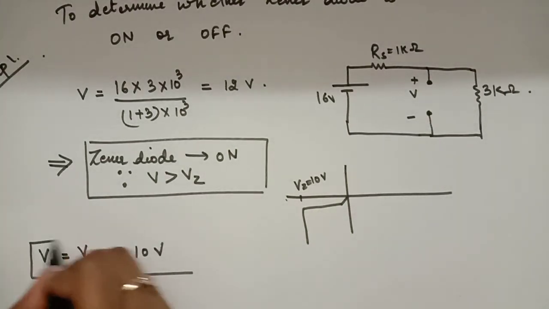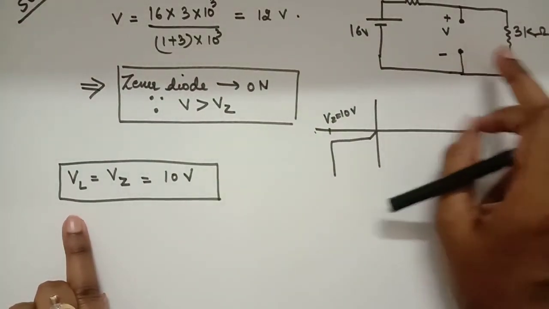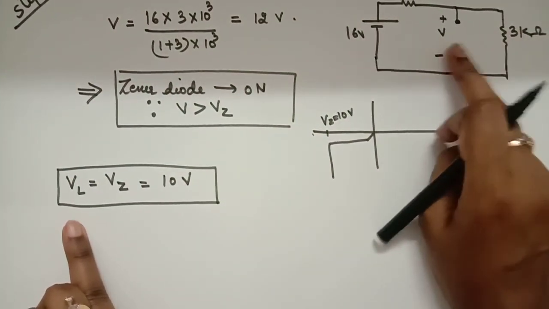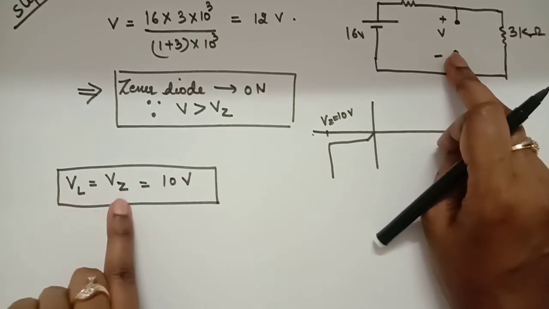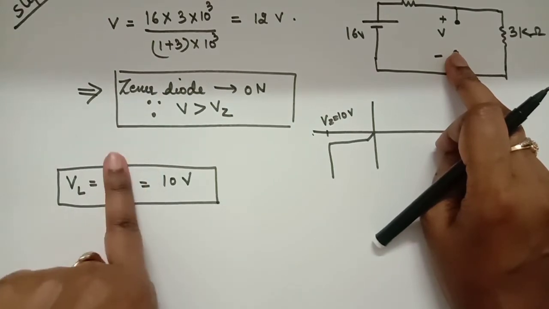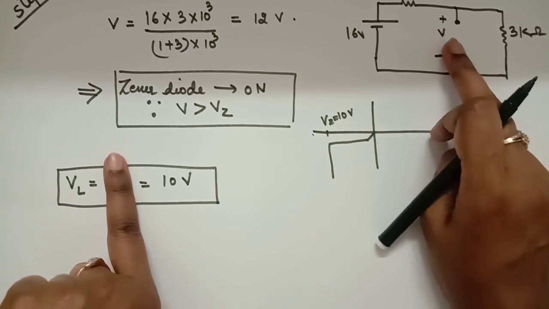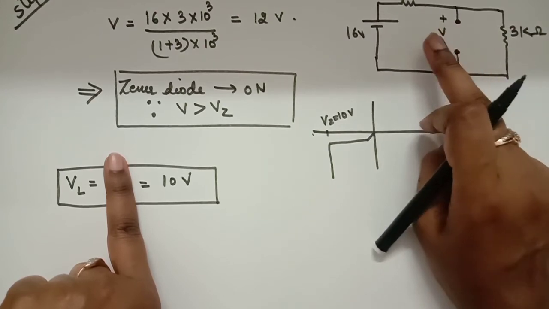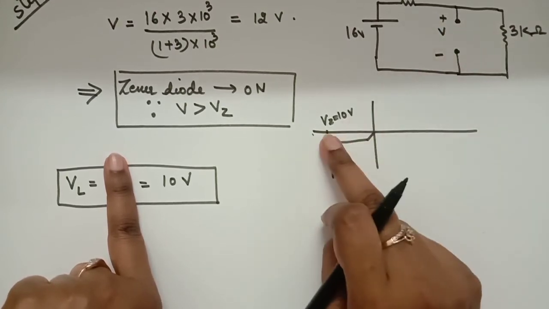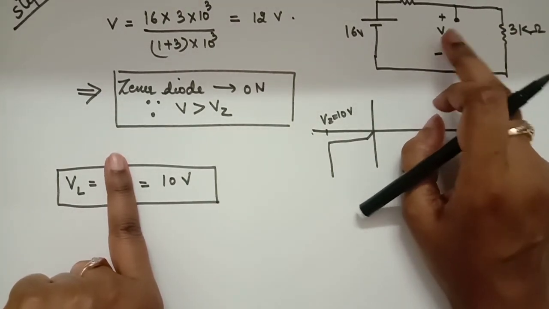Here the students usually make mistake when they are asked to calculate VL. By the virtue of the fact that VL and V are same, parallel mein voltages same hoti hain, they will write VL is equal to 12 volt. Absolutely wrong. And they will do all the calculations by considering V as 12 volt. No. Once the diode is on, then diode has come into the light over here and Vz has come into the light. After Vz, voltage will remain constant. So it will be only 10 volt.